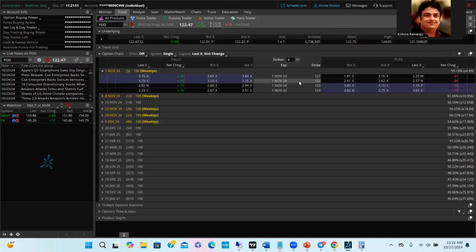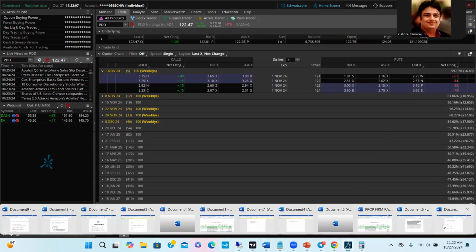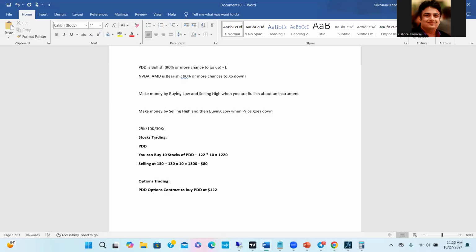If I want to buy a call option, right? On this side you have calls, on this side you have puts. Whenever you are bullish, you will buy something called calls. Whenever you are bearish, you will buy puts, right? So just like here, whenever you are bullish, you will go long on the stock. Whenever you are bearish, you will go short on the stock. Generally, shorting is a little risky because you have unlimited risk. So most traders, when you are doing stocks trading, it is always better to go long. But when you are doing options, you can either go long or short.